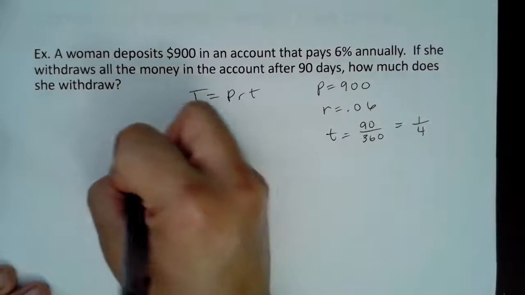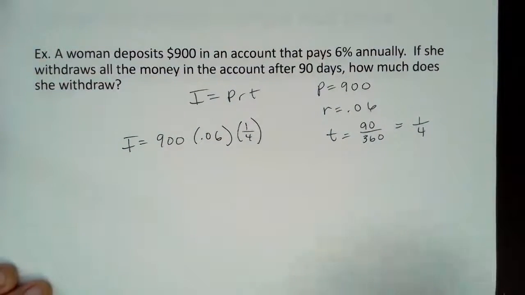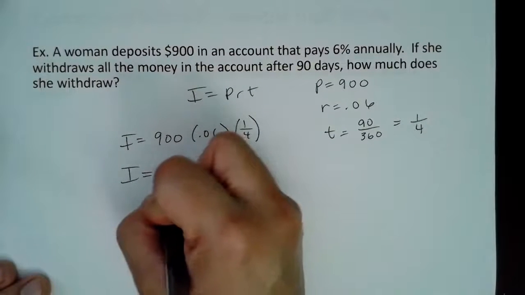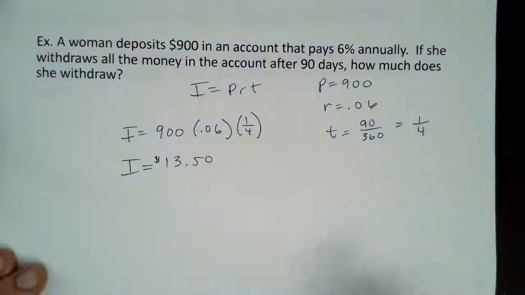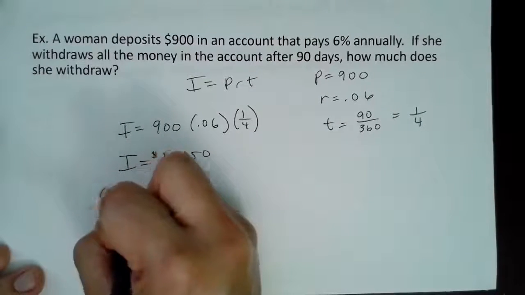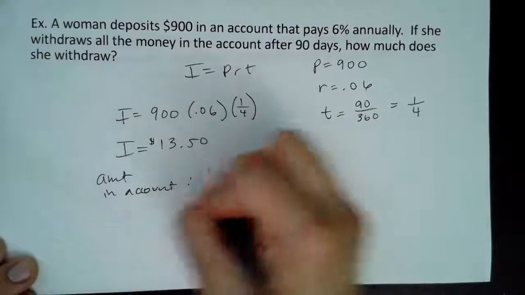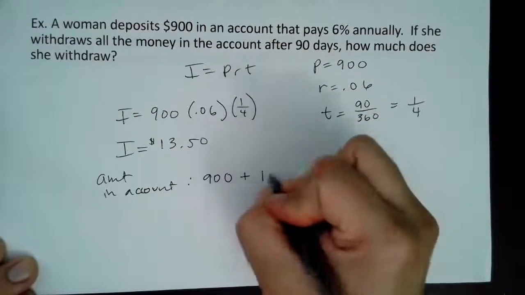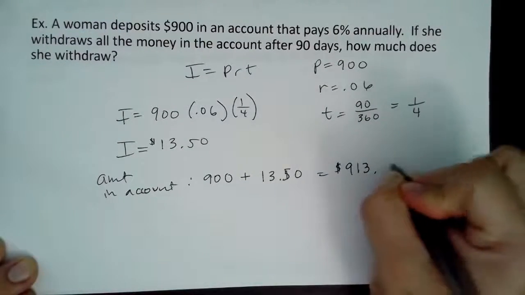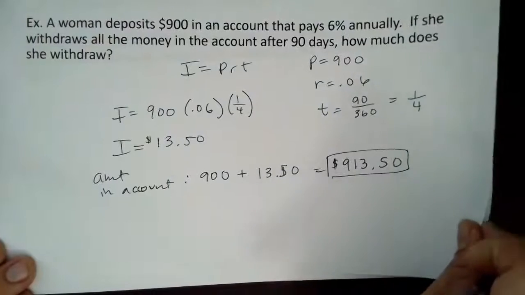So let's just go ahead and plug everything in. So 900 times 0.06 times 1/4. Okay? And let's go ahead and enter that in your calculator, and you will get $13.50. Okay, so the total amount that would be in the account after 90 days is going to be the original, which is 900, plus the interest accrued, which is $13.50, in total being $913.50, and that's the same as what she withdrew because she withdrew all the money from the account.